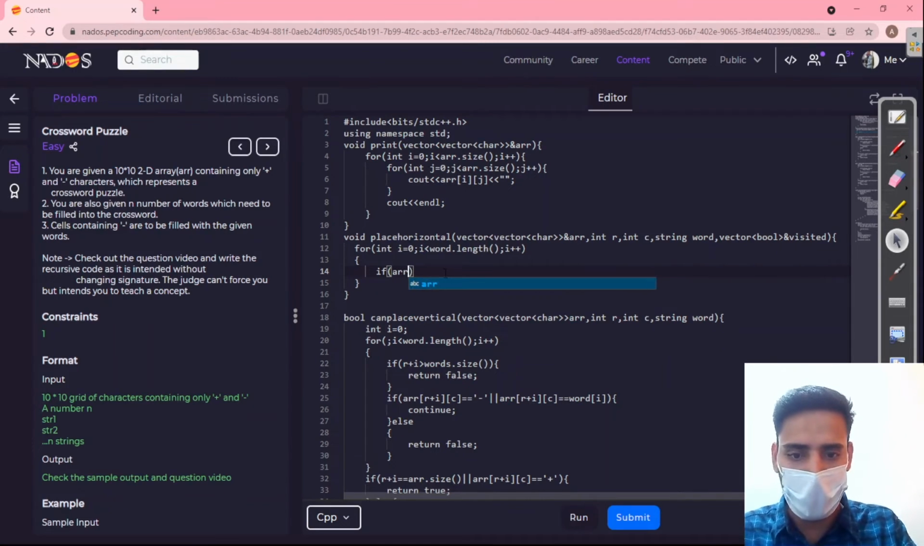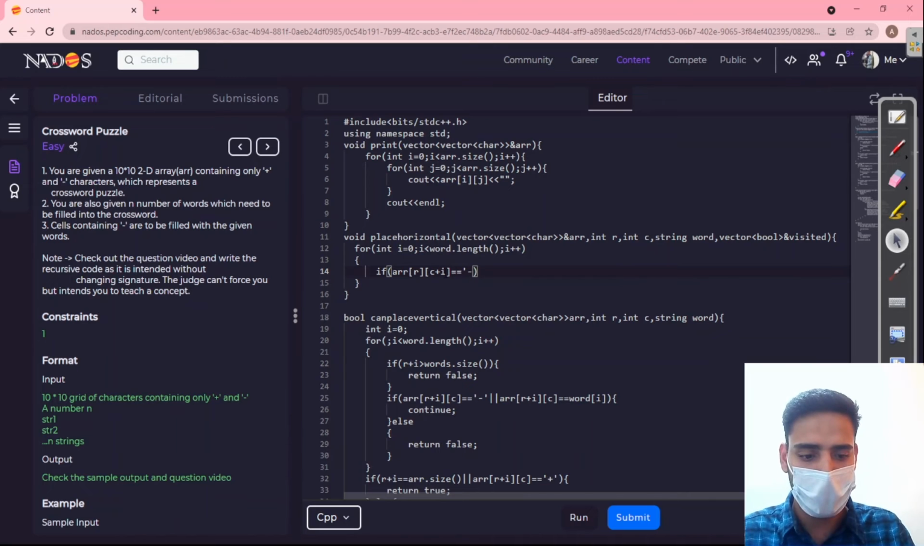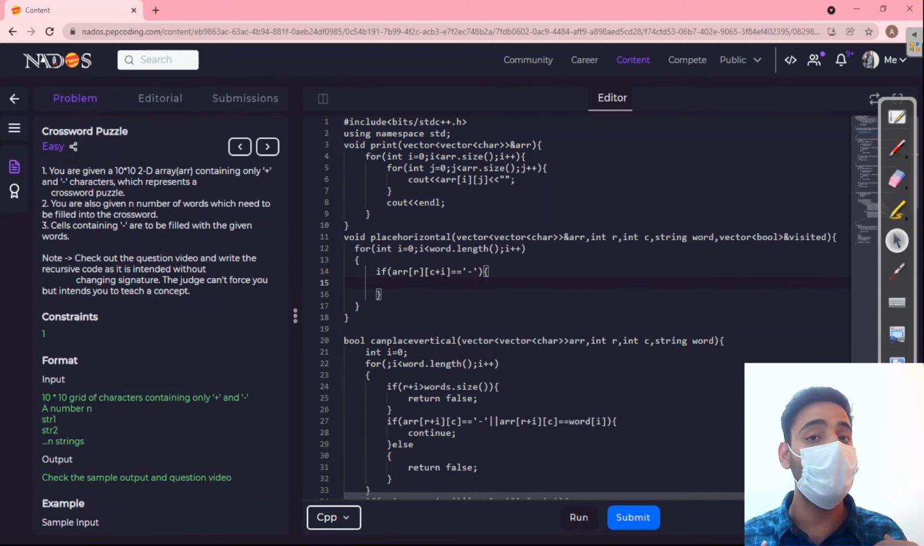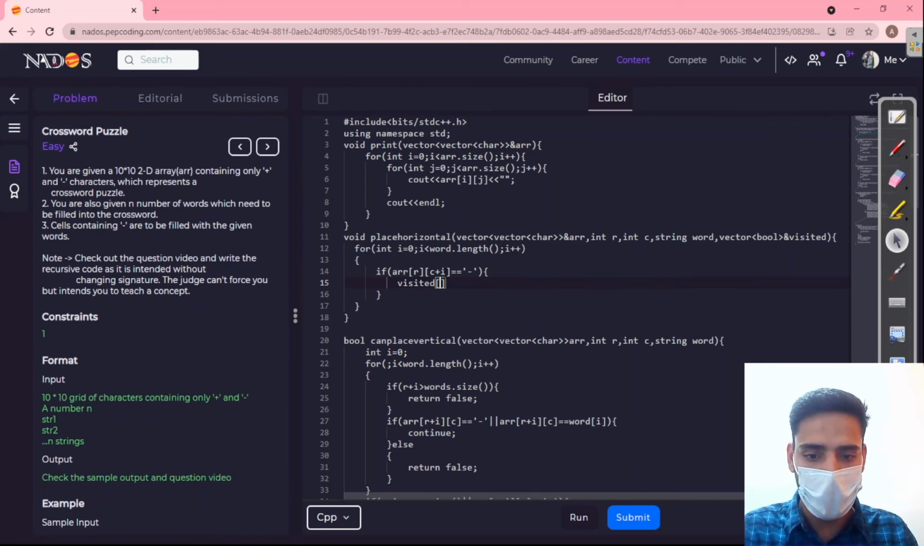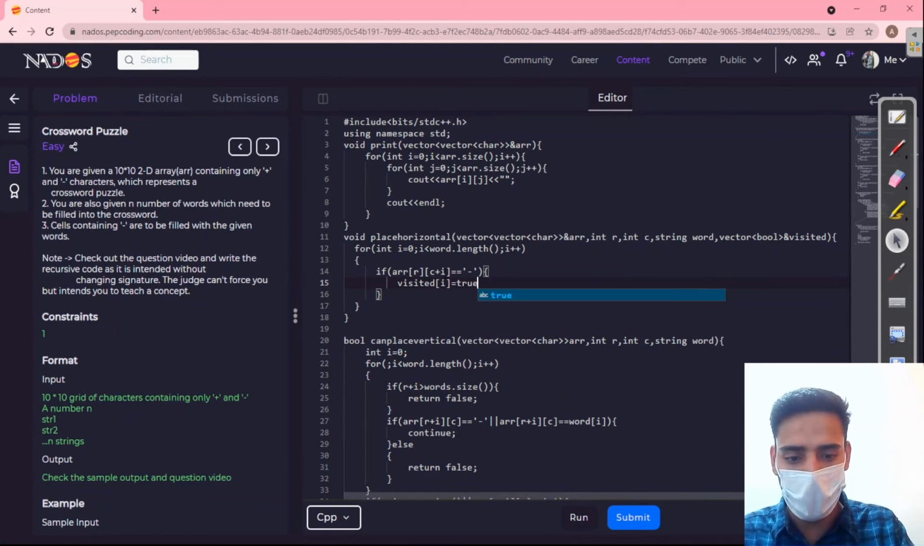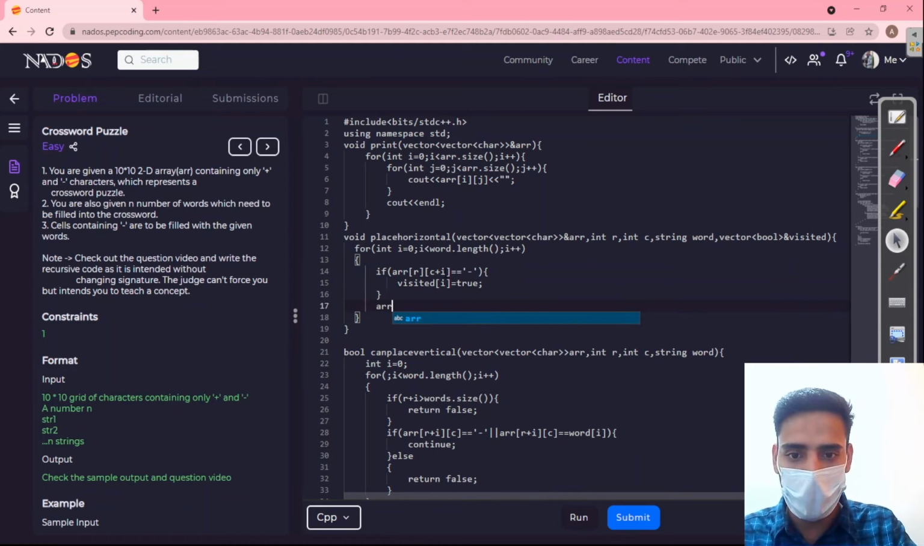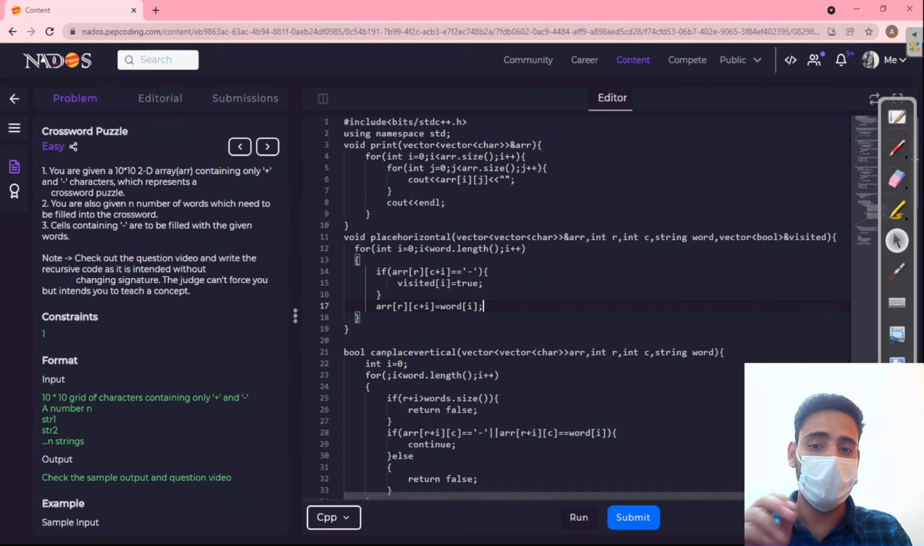We have to make changes here. arr[r][c+i] equals minus, which means it is a vacant place and we are placing our word there, right? So what we have to make our word true. That will be stored in visited, so visited[i] will be equal to true. And what we have to do? arr[r][c+i] will be equal to word[i]. Okay, this is done.